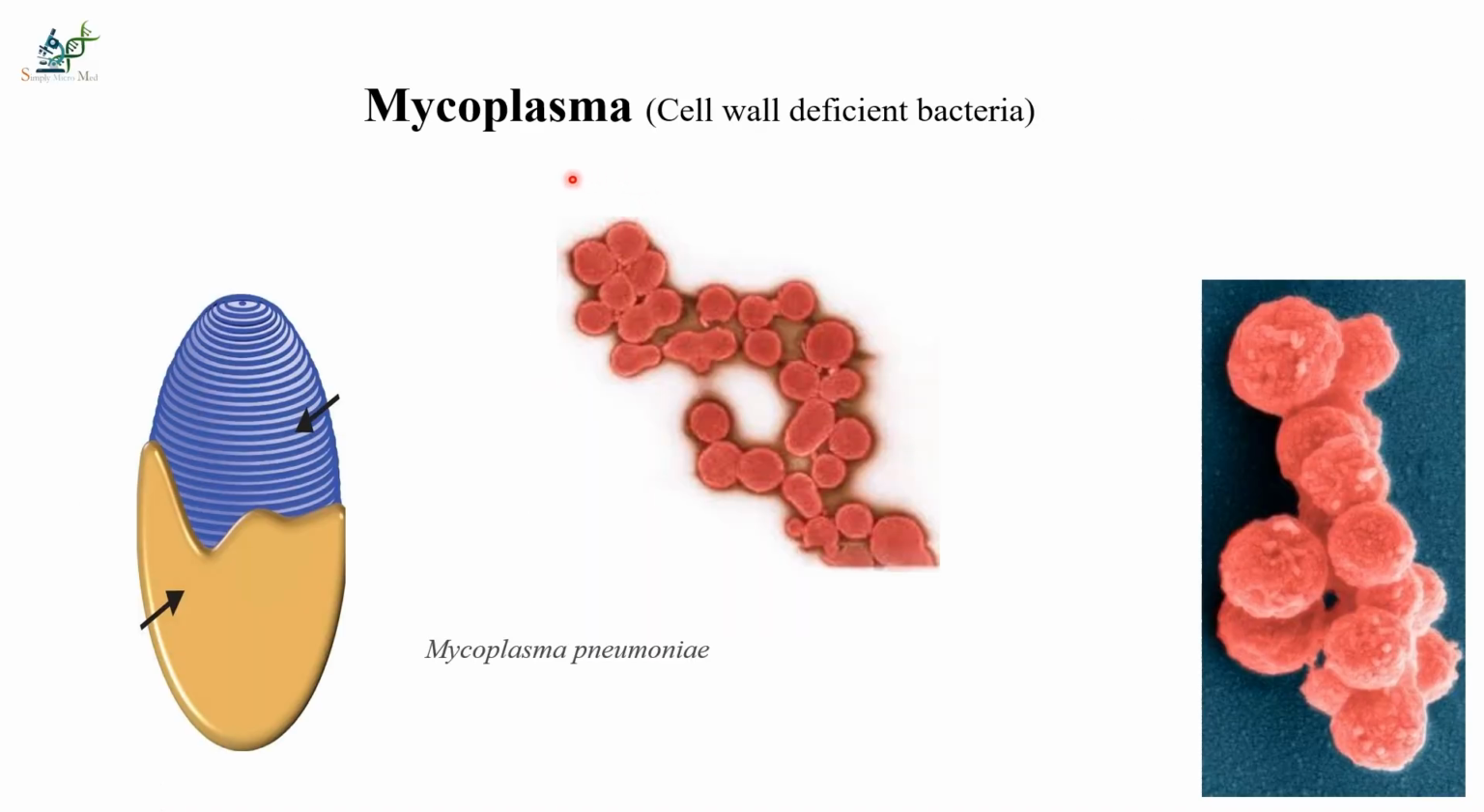Mycoplasma. Mycoplasma are called cell wall deficient bacteria because mycoplasma doesn't have proper morphology or proper shape and structure due to the lack of the cell wall. This is also called cell wall deficient bacteria, mycoplasma.